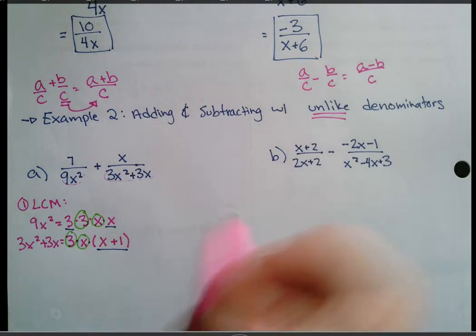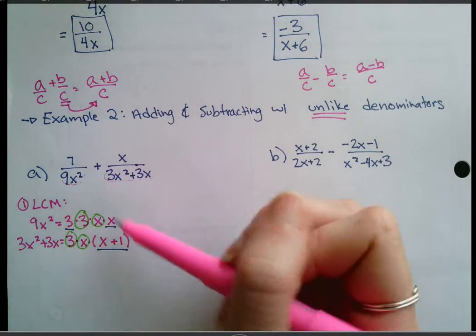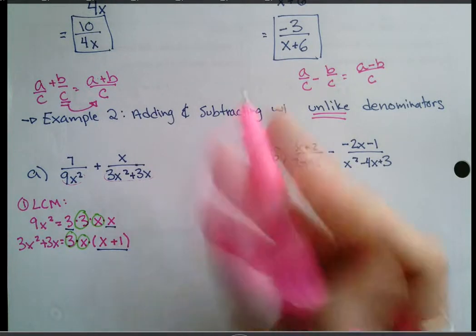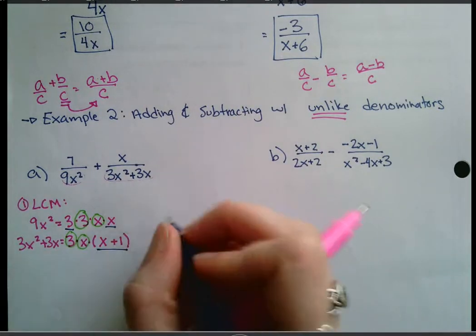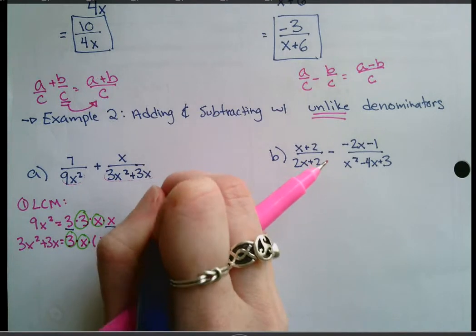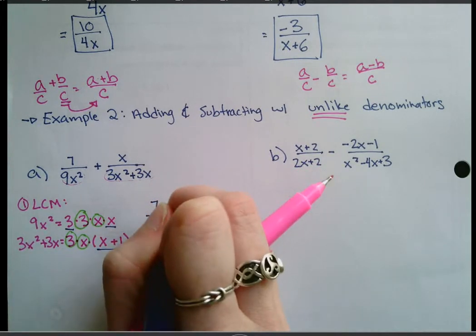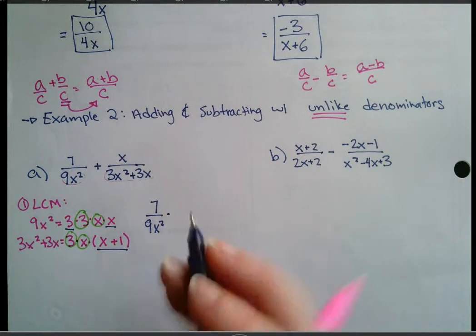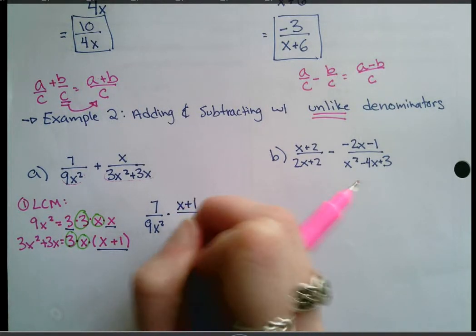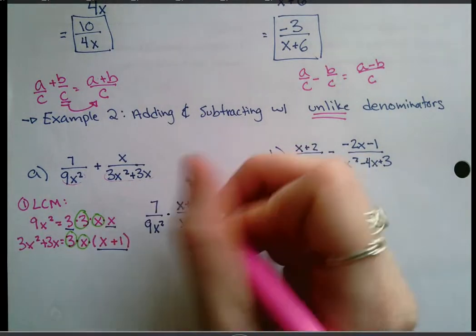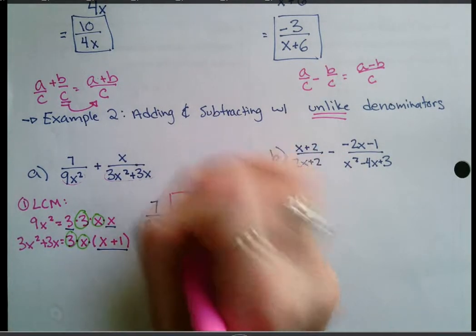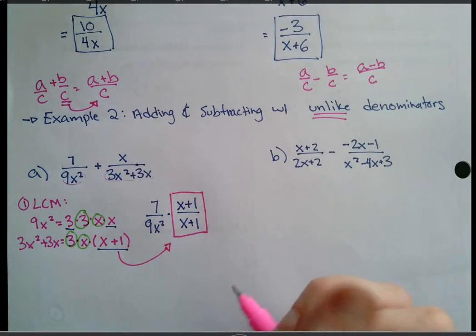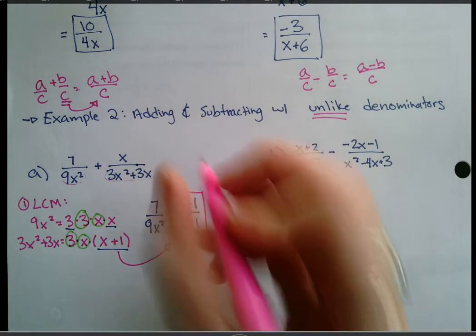So what I'm going to do is up above, this first term is missing this x plus 1. So the way we're going to write this is we're going to say, okay, the 7 divided by the 9x squared, I'm actually going to multiply it by whatever I'm missing down here. So in that other denominator, it has this additional piece that this one doesn't. That is what I'm going to multiply by: the x plus 1 over x plus 1. You also have to make sure you're doing it as technically a multiple of 1.